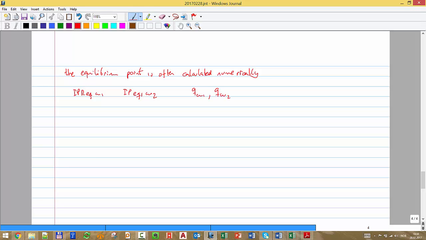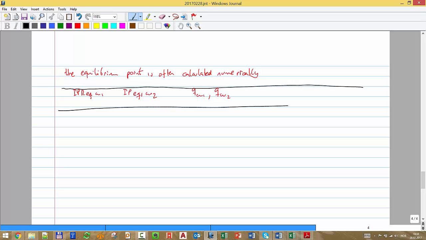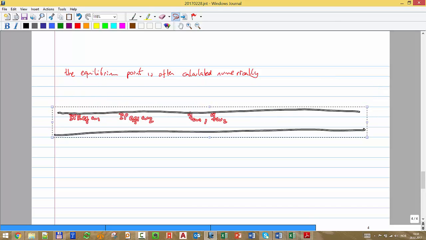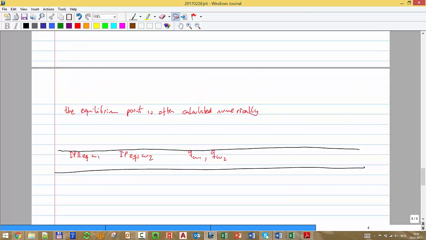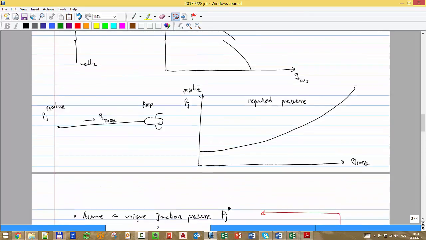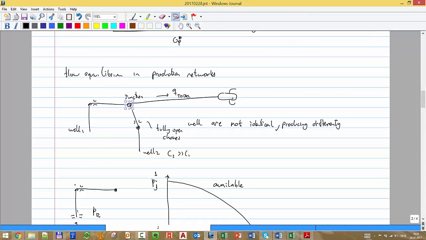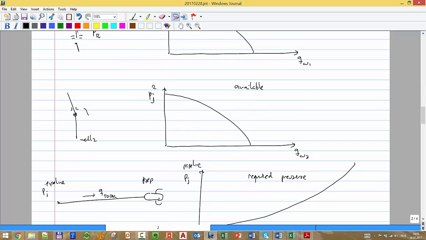So let's make it kind of a table. Okay, because when you have too many elements in your network, it becomes difficult to do it graphically. You all the time have to apply mass conservation in the junction, but what happens if you have many junctions? Then it becomes tricky to do it graphically. Then we have to do it just numerically.